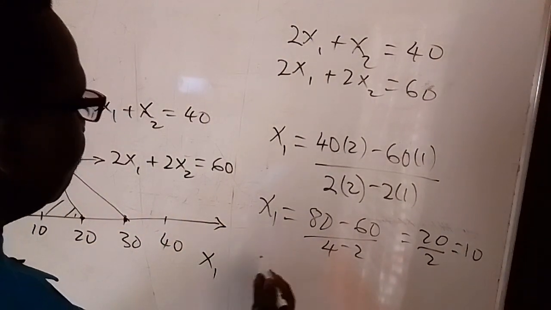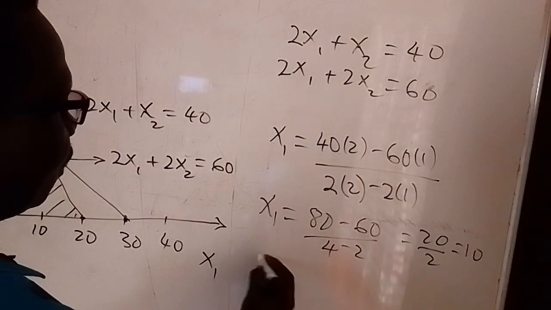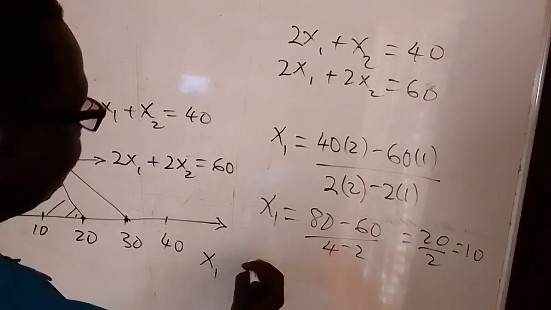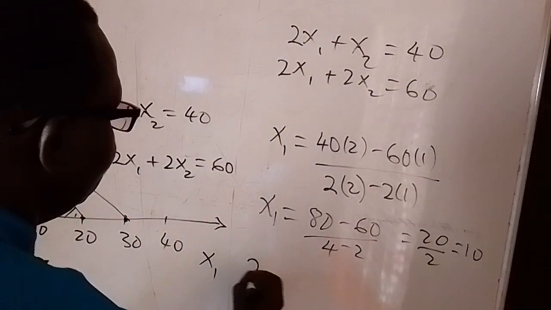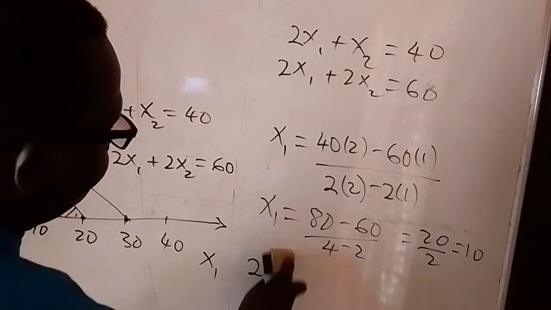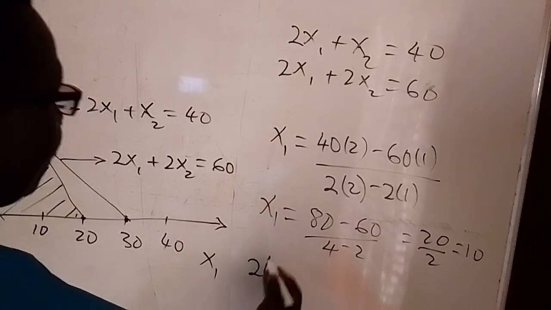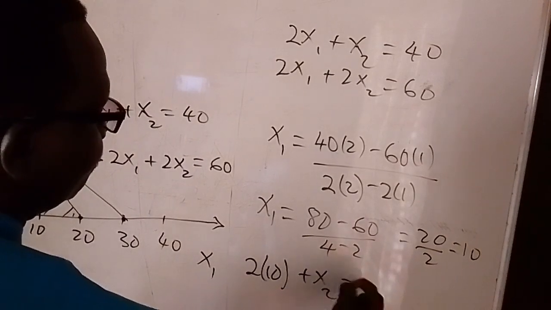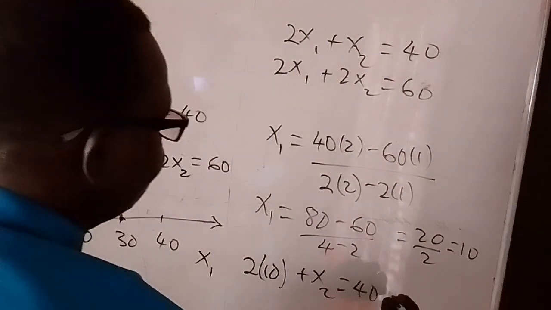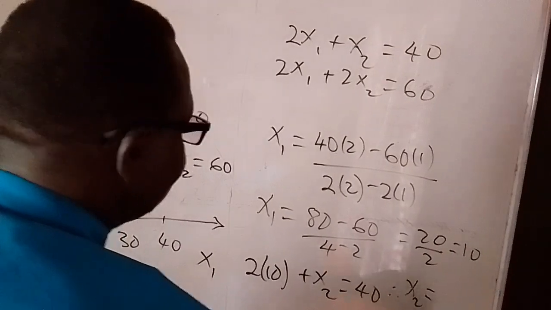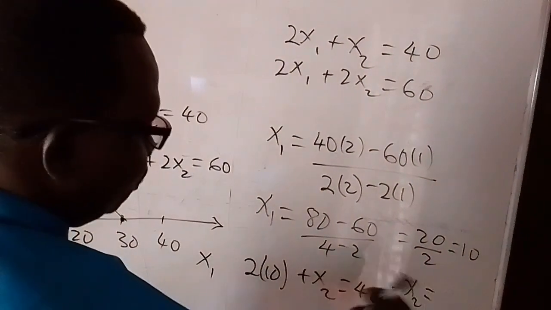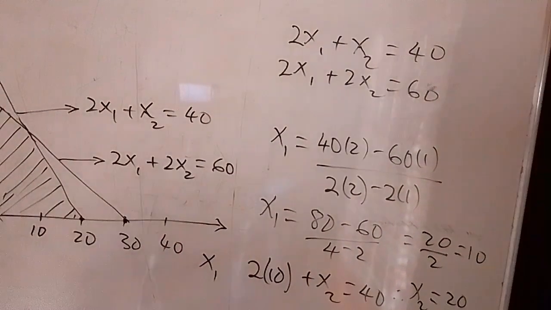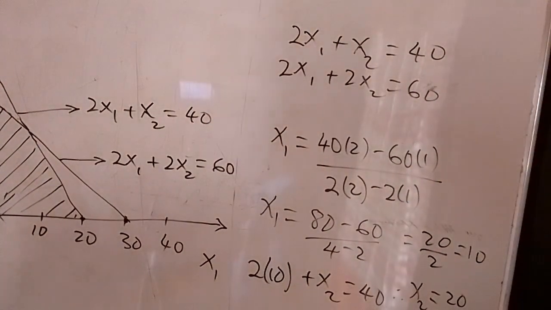You can put x1 is equal to 10 in either equation 1 or equation 2. Take equation 1: 2x1, now we know x1 already, 2 times 10 plus x2 is equal to 40. Therefore, x2 is equal to 40 minus 20, you get 20. Now you know x1 is equal to 10 and x2 is equal to 20.